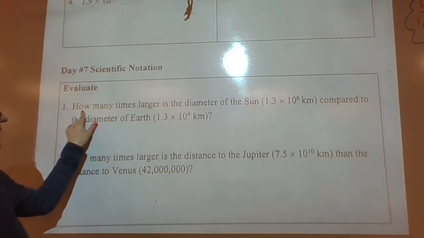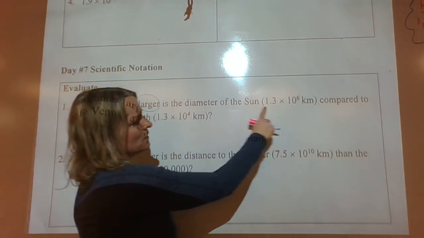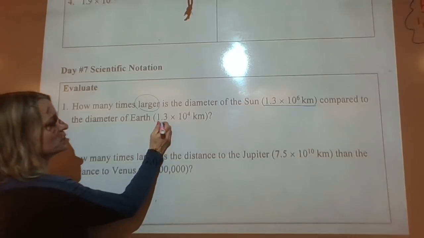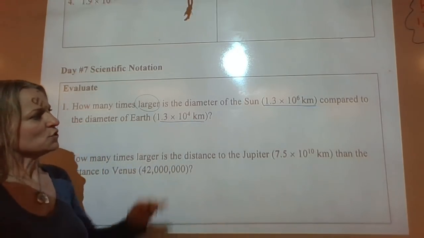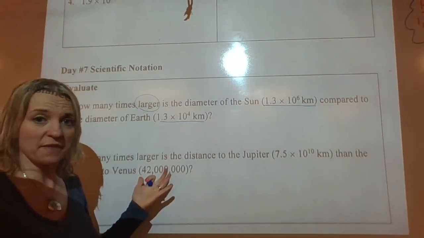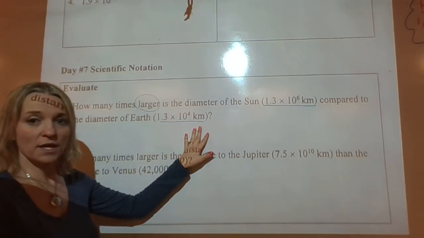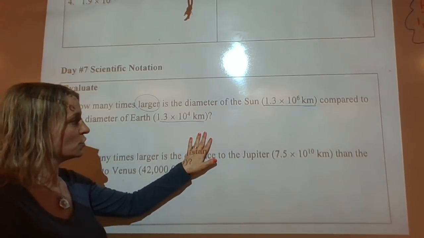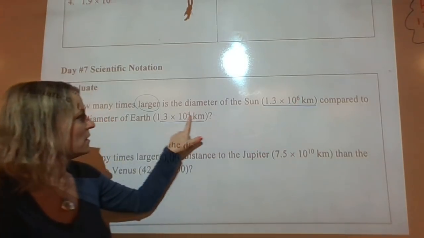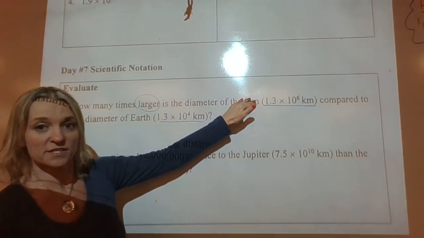So first we have how many times larger is the diameter of the sun, which is this, compared to the diameter of the earth, which is this. Okay? So if I want to know how many times bigger one number is versus another, we usually divide them, right? So we want to look at, well, which is my larger one? When I'm looking at numbers in scientific notation, I know the larger one is the one that has the larger exponent. So this one's to the 6th power, this one's to the 4th power. So this one is larger, and it does say how many times larger is the sun.